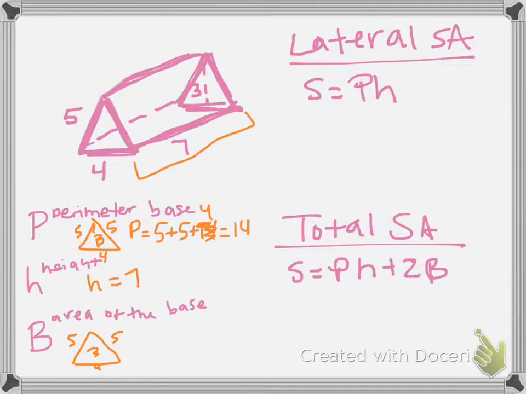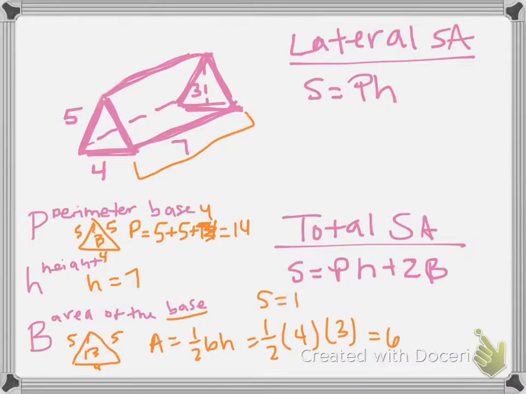And the capital B is the area of the base. I'm pausing real quick, because I'm not just going to multiply random things. I need to look at my formula chart for the area of a triangle. The area of a triangle is 1/2 BH. So 1/2, the base of the triangle is 4, the height of the triangle is 3. This will equal 6. Now that I have my P, H, and B, I can plug it into my formula. So S equals 14 times 7 plus 2 times 6.